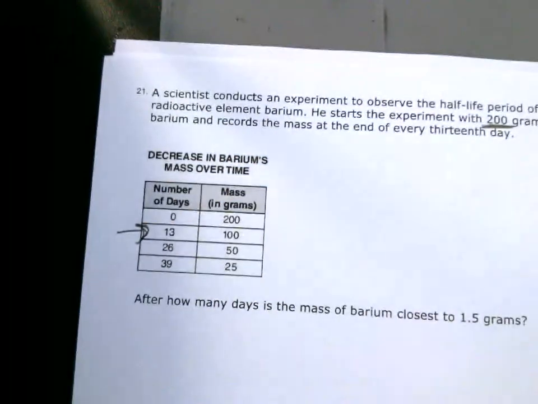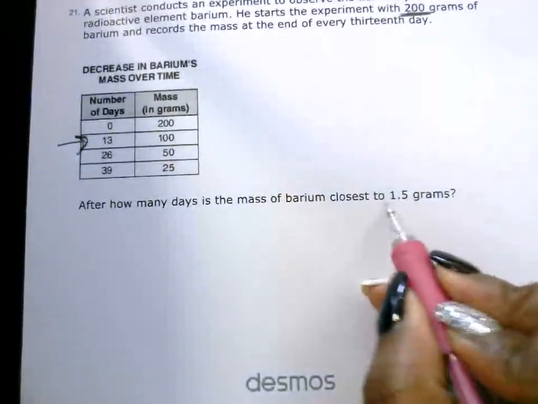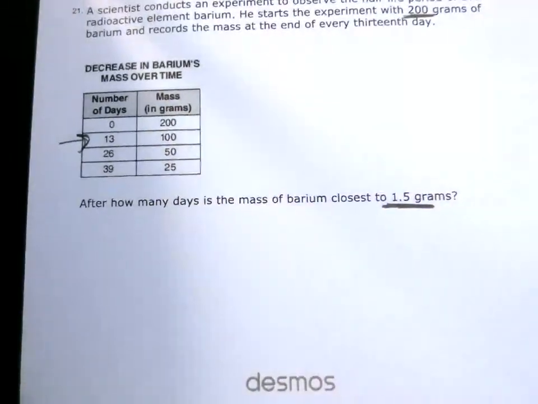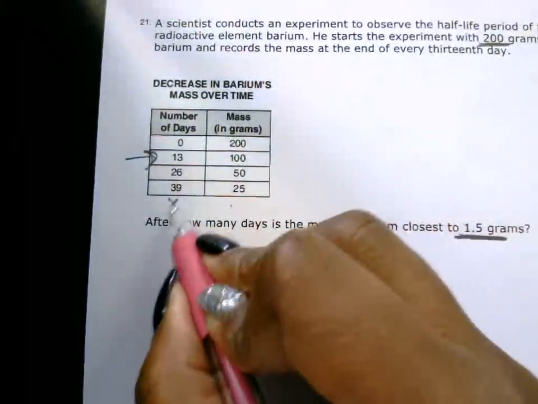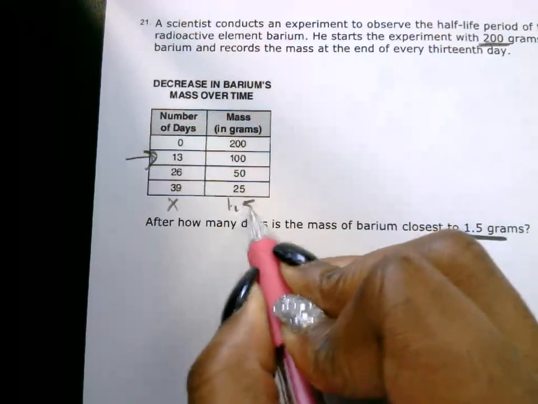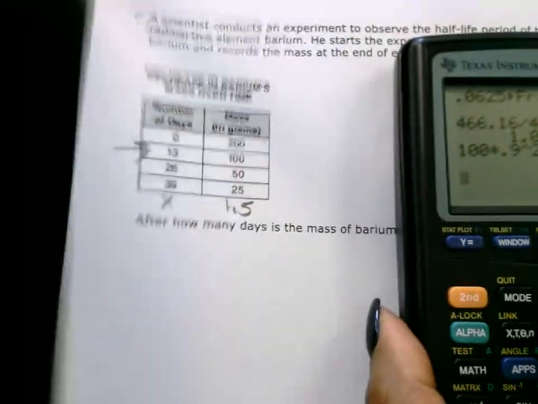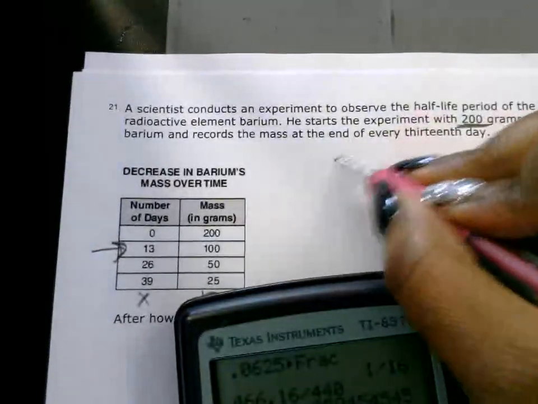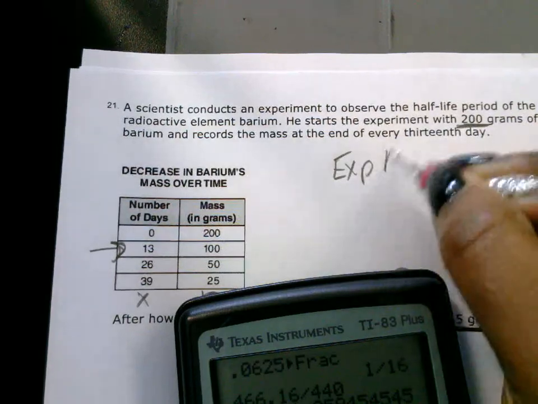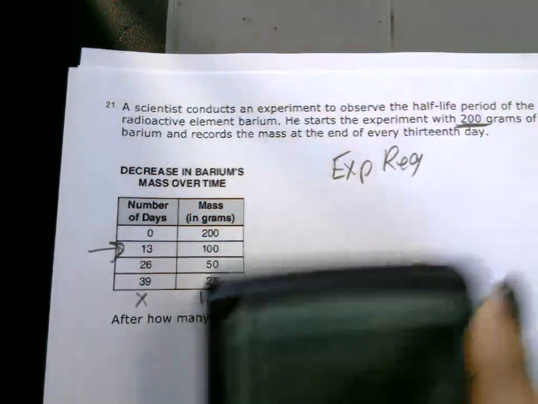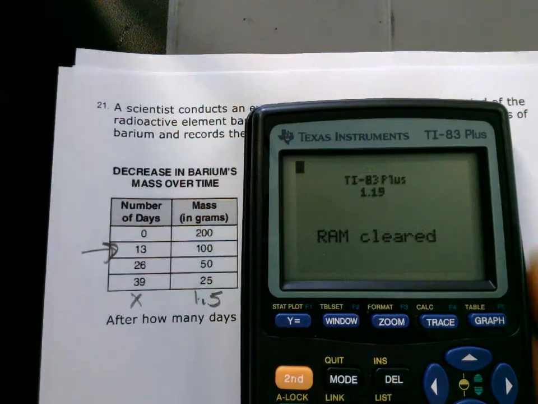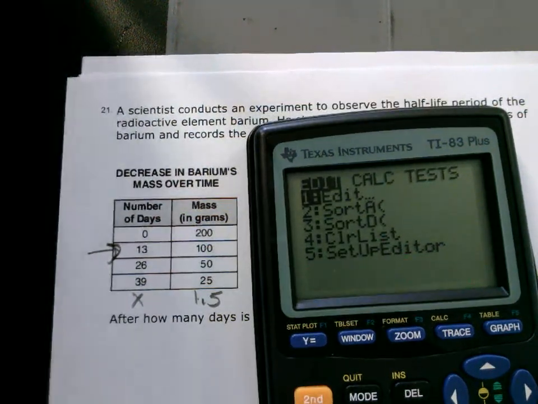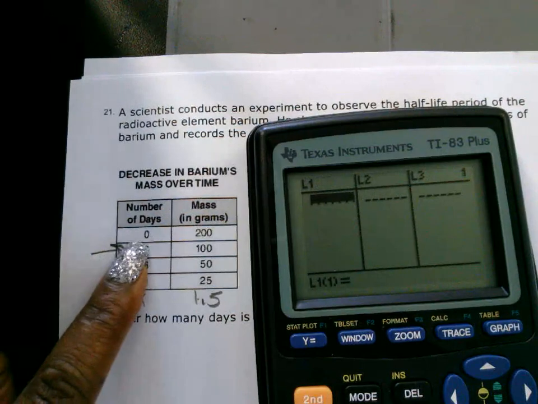Okay, so now they want to know how many days it's gonna take for it to get to 1.5. So what is X when Y is 1.5? So we're gonna do exponential reg so that we can view the function table. So let's second plus 7, 1, 2. Go to stat, edit, and type in the numbers.